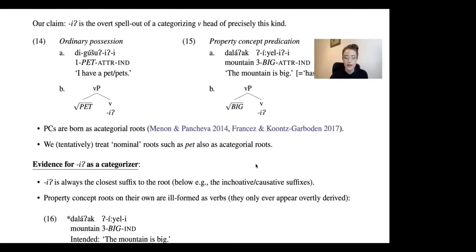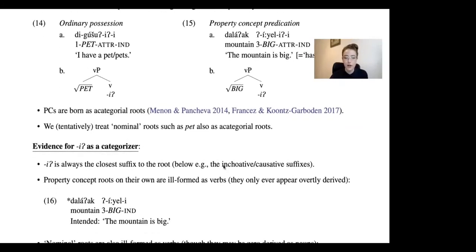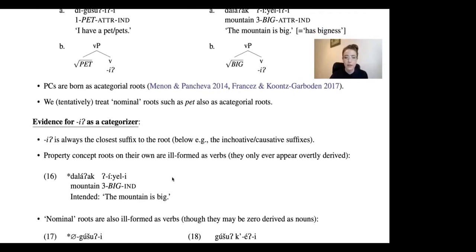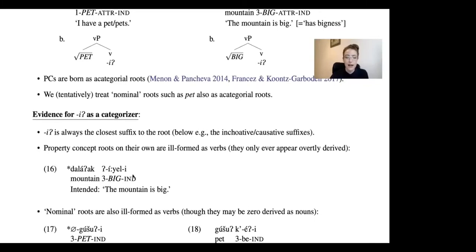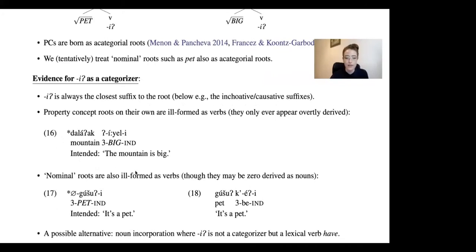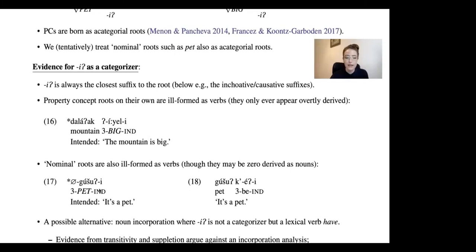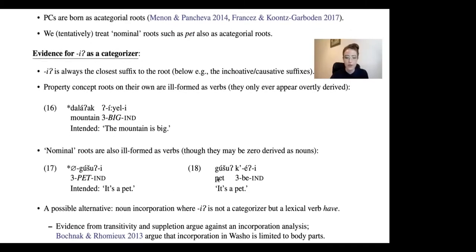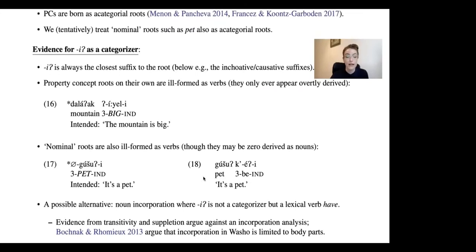Some evidence that E is in fact a categorizer comes from a few behaviors. So first, it's always the closest suffix to the root inside of all other derivational morphology. And additionally, property concepts on their own are ill-formed as verbs, so they cannot appear without the attributive suffix, as you see here in 16. So the intended meaning here is the mountain is big, but what's missing is the attributive suffix, and this is not possible. Similarly, nominal roots are also ill-formed as verbs, as you see here in 17. So just taking the root pet and trying to form a verb out of it is not possible. Although nominals are different from property concept roots because they can be zero derived as nouns. And this is shown in 18 with gushu. Gushu here is derived as a nominal with no extra morphology.